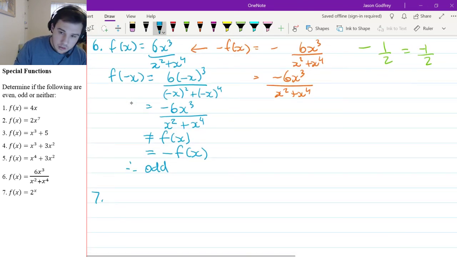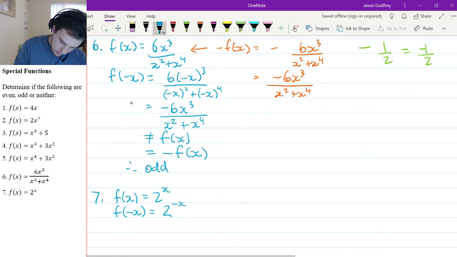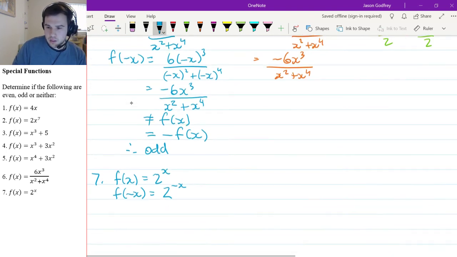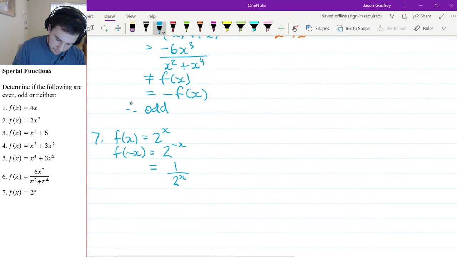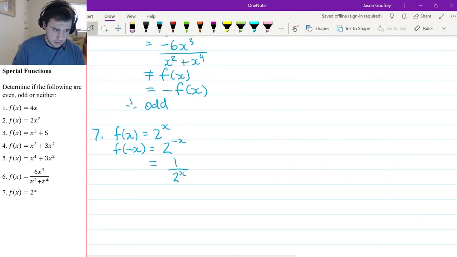Okay, last one here. f of x is 2 to the x, so this is going to look a bit different. We input negative x, so everywhere we see x we put negative x. Now 2 to the negative x, well, what happens with a negative power? A negative power is the reciprocal, so 1 over 2 to the x with a positive power. So is that the same as the original function? No.